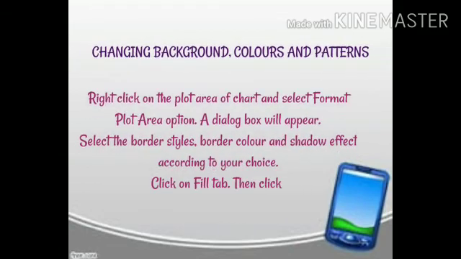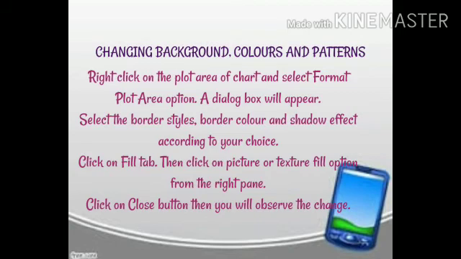Changing background colors and patterns. Now how are we going to do that? Firstly, we right-click on the plot area of the chart and select the Format Plot Area option from the context menu. Then the Format Plot Area dialog box will open. Select the border style, color and shadow effect according to your choice. Then click on the Fill tab. Then select the Picture or Texture Fill option from the right pane. Select the texture button and choose the required texture from the displayed choices. Lastly, click on the Close button and then you will observe the changes in the chart.